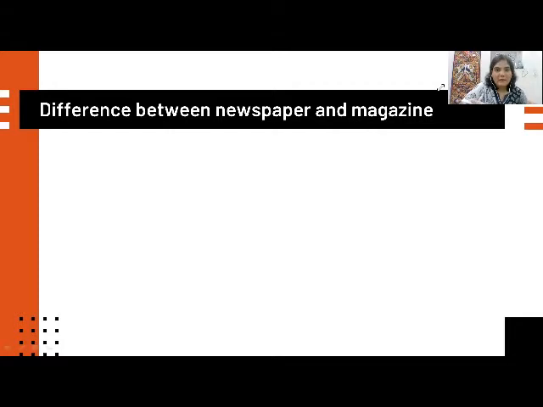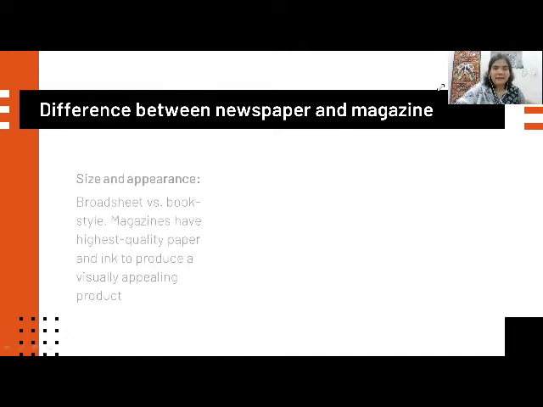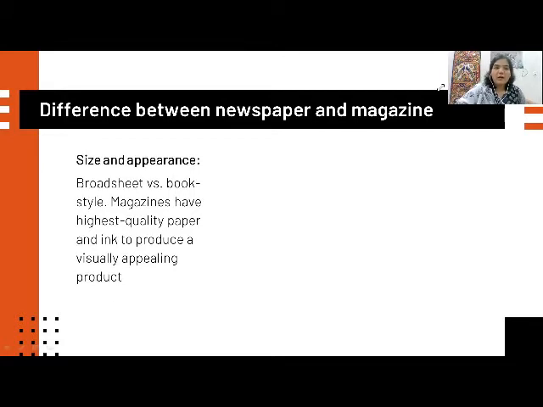Let us now look at some of the differences between newspapers and magazines. The first difference is between the size and appearance of magazines versus newspapers. So generally, newspapers have this broadsheet style. If you have seen a print version of a newspaper, that style is called broadsheet. While magazines have more of a book style. So they are relatively smaller than that of the newspaper. Not always, but most of the magazines are.